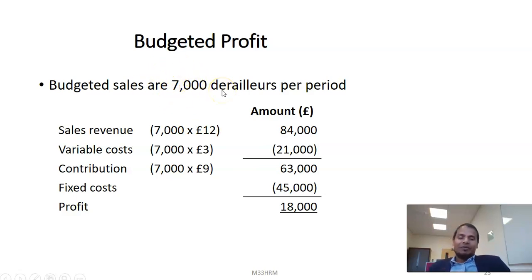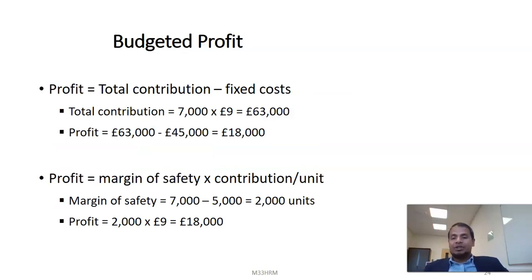All right. So if you want to prove that your break-even calculation is right, just prepare an income statement for the 5,000 units level. So 5,000 times 12 is 60,000, and 5,000 times 3 is 15,000. So it would be 45,000 contribution and fixed cost 45,000, and then profit would be 0. That means 5,000 units is the break-even point. Budgeted profit: we have shown 18,000 is the budgeted profit.